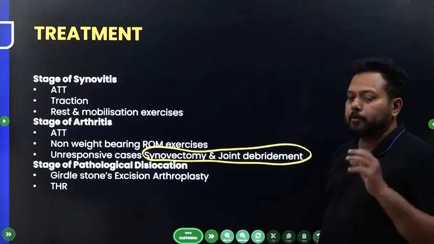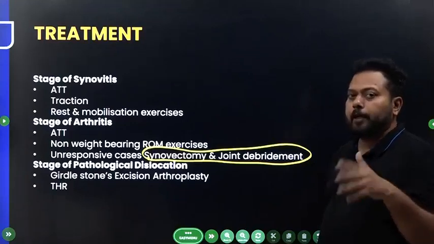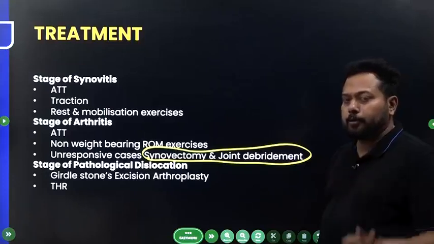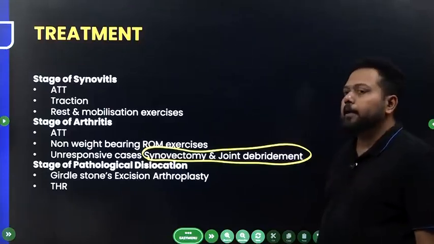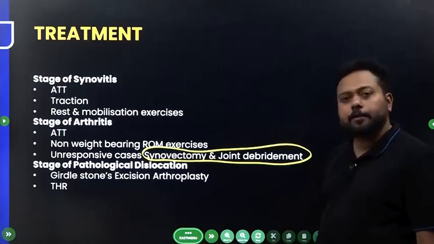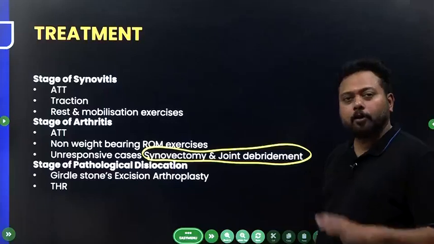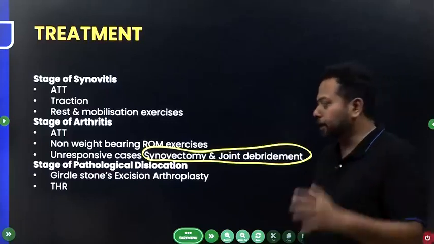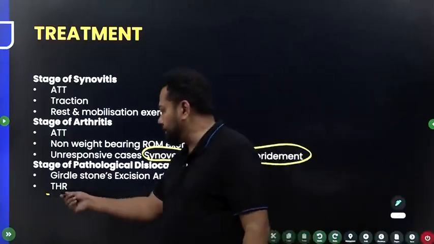Joint debridement means you are approaching the joint and clearing away all the unwanted or dead tissues in the joint. If it is the stage of pathological dislocation, stage 4 Babulkar, Girdlestone's excision arthroplasty. Start the patient on ATT, calm down the infection, knock down the infection. After that, the only treatment is total hip replacement.